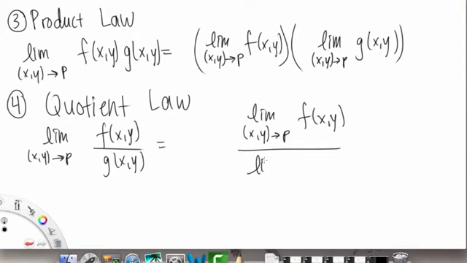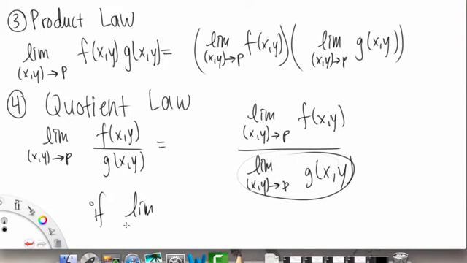So divided by the limit as (x,y) goes to P of g(x,y), and this one has a little special condition: the limit of the bottom, so this entire thing on the bottom, the limit as (x,y) goes to P of g(x,y), is not equal to 0. Because if it were equal to 0, that would make this whole quotient undefined, which we don't want. Okay, so that's it for the limit laws.